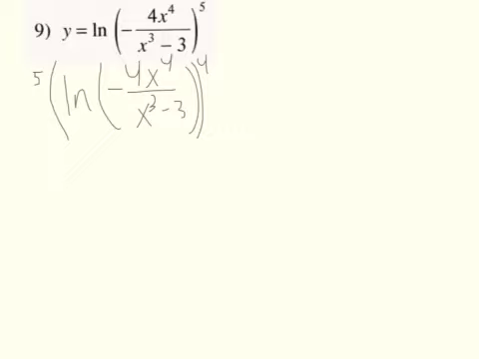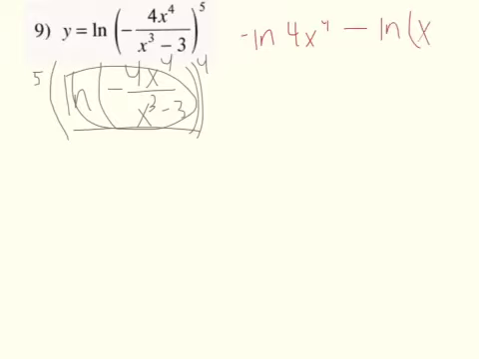So now that you took the derivative of the outside function, you got to take the derivative of the inside function. So using the logarithmic rules or whatever we learned before, this whole thing would be the same as saying ln of 4x to the 4th, minus ln x cubed minus 3.